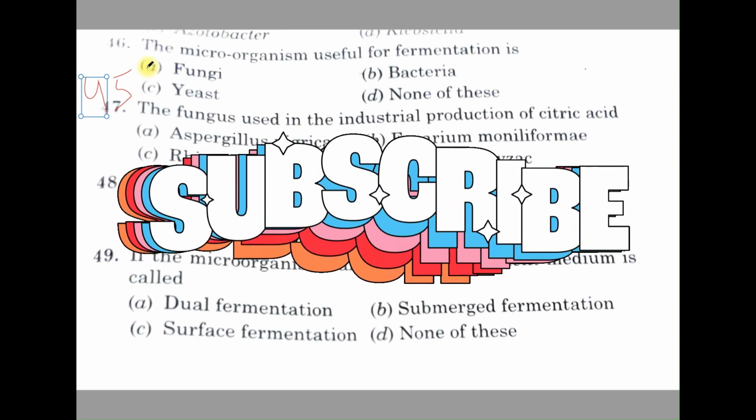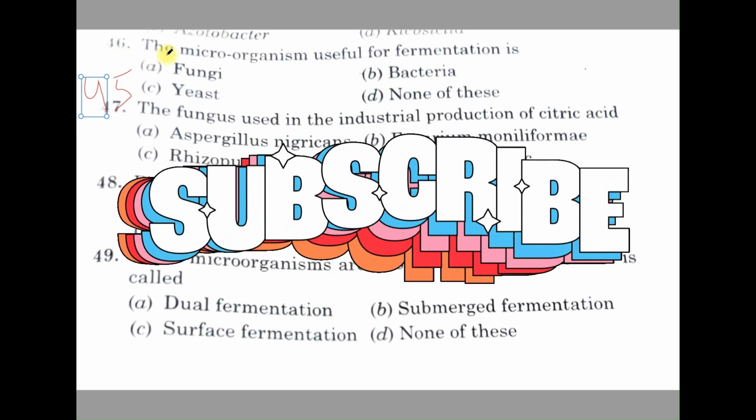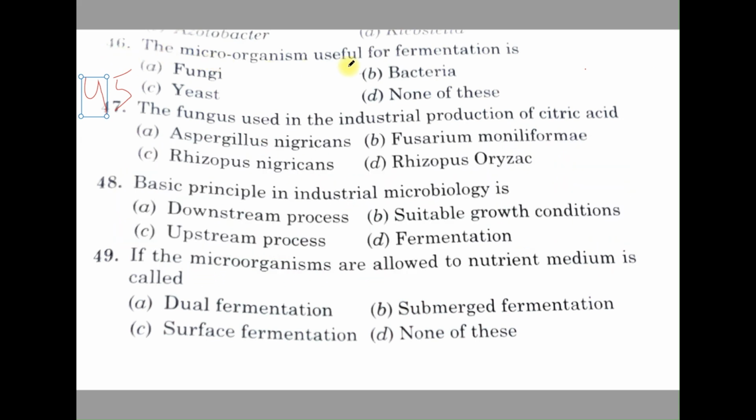Now, we will start from question number 46. The microorganism useful for fermentation is A. Fungi, B. Bacteria, C. Yeast, D. None of these. This is a very simple bouncer question for you. And the correct option is C. Yeast. Yeast, the Saccharomyces, they are used for fermentation.